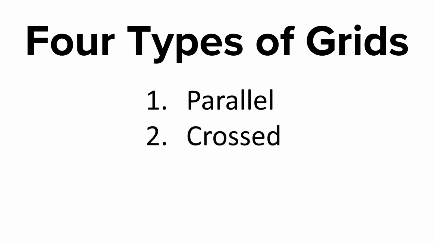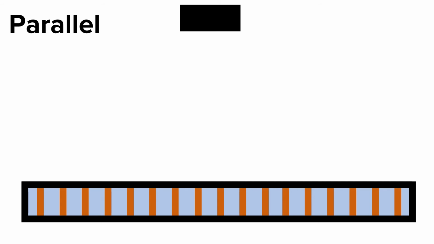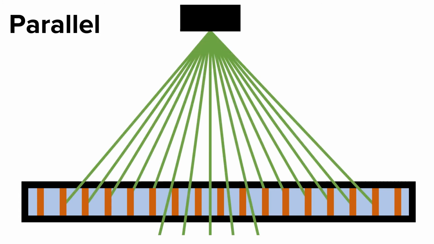There are four types of grids: parallel, crossed, focused, and moving. A parallel grid will have lead strips that are lined up with each other. The main advantage of a parallel grid is that it is cheap to produce. Three disadvantages of a parallel grid are that it requires a long SID, it requires a small image receptor, and you inherently get grid cutoff. Grid cutoff is when the primary beam is absorbed by the grid.